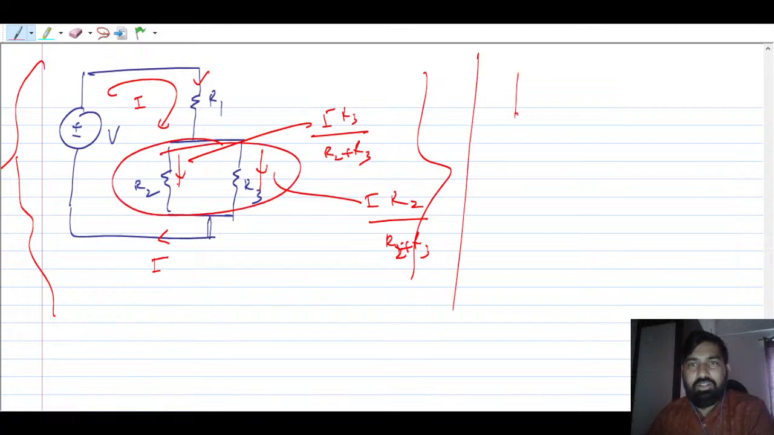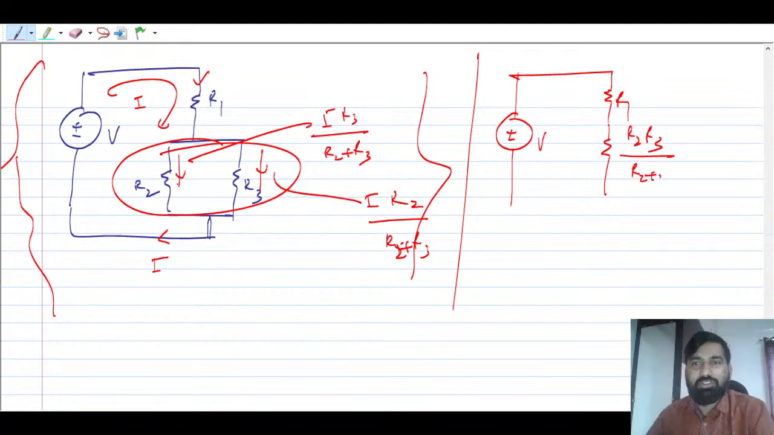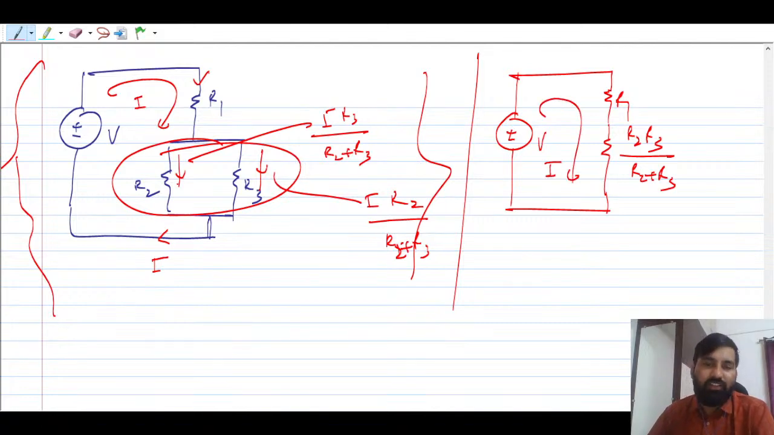तो सॉल्व करोगे क्या आ जाएगा, plus minus V, and this is R1, and this is nothing but R2 R3 by R2 plus R3, and now you see the current is flowing same in this loop, the current is gonna be same, ठीक है? एक तरीका और हो सकता है, one more way is there. What is that way? You can combine all the resistances and then find out this current I.